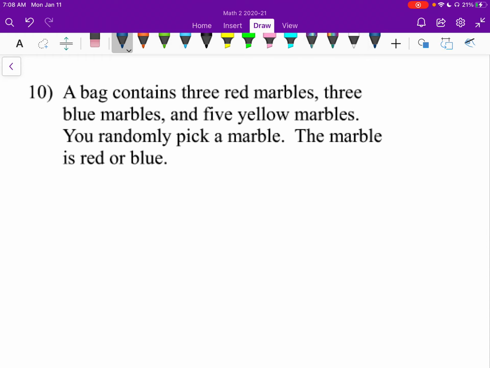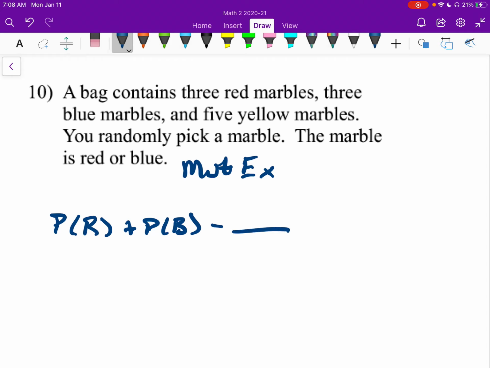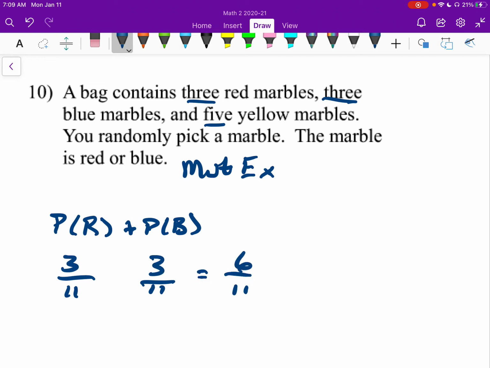A bag contains 3 red marbles, 3 blue marbles, and 5 yellow. You randomly pick a marble. The marble is red or blue. Well, this is going to be mutually exclusive, right, because there's not a red and blue marble. So we're really trying to find the probability of red plus probability of blue. We could write the subtraction piece out there, but we know it's going to be 0, so we can just leave that off. How many total do we have? We have 3, 6, and 5 gives me 11. Red marbles, we have 3. Blue marbles, we have 3. So this is going to be 6 out of 11.